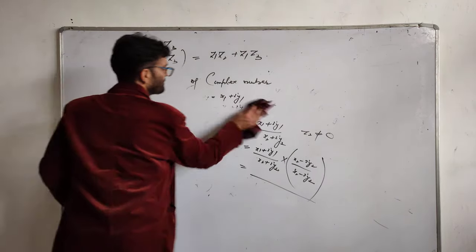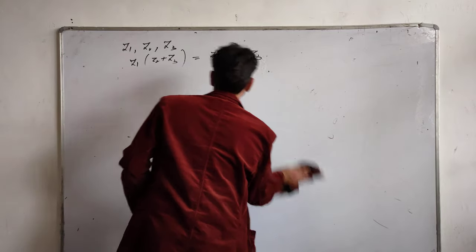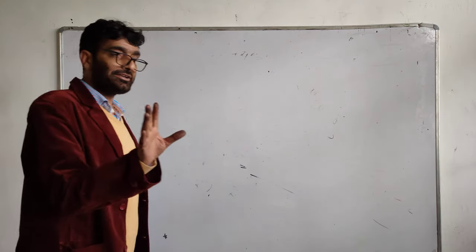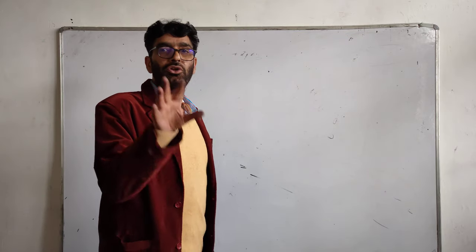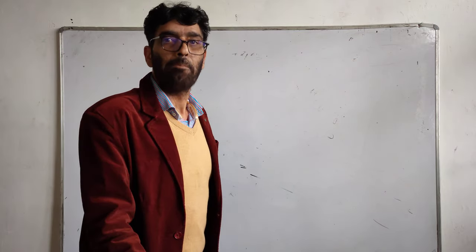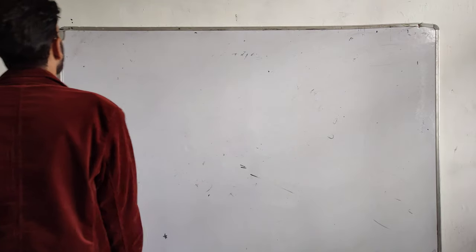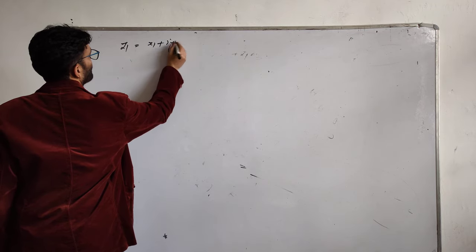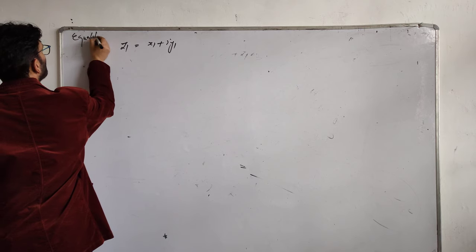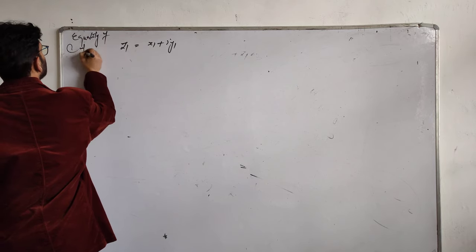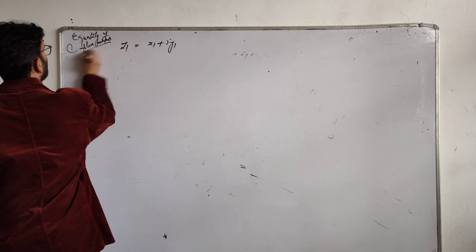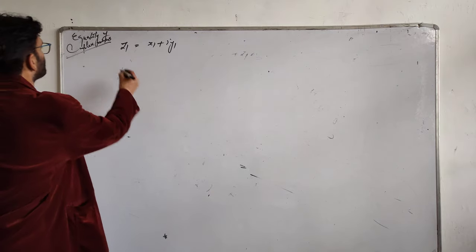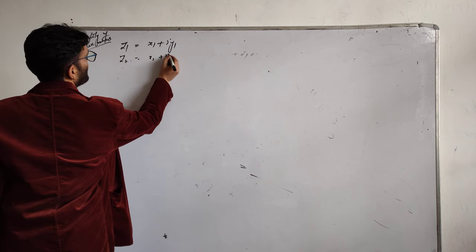Now let us talk about equality of complex numbers. As I already told you, order is never talked about in the case of complex numbers. However, equality is talked about. Here I took z1 equal to x1 plus iota y1, and let's take z2 equal to x2 plus iota y2.